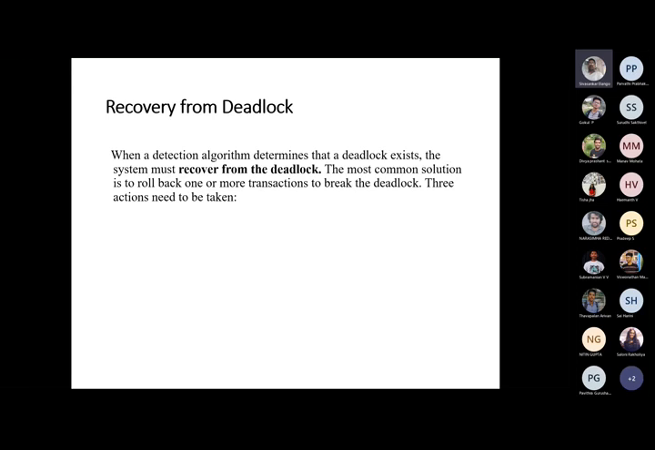Deadlock. How to recover from deadlock? The most common solution is to roll back one or more transactions to break the deadlock. So you are going to roll back a few transactions so that you can break the deadlock. There are some solutions to recover from the deadlock.